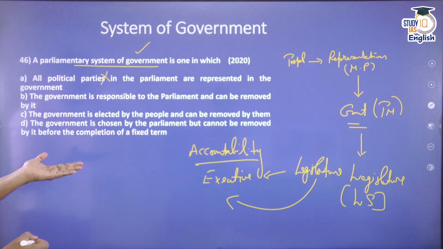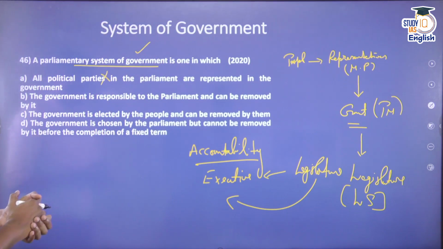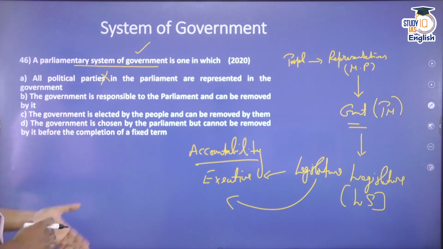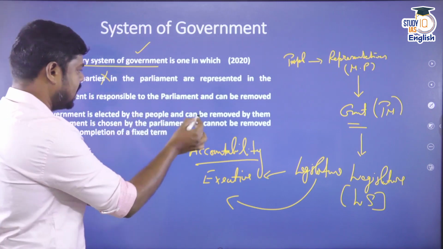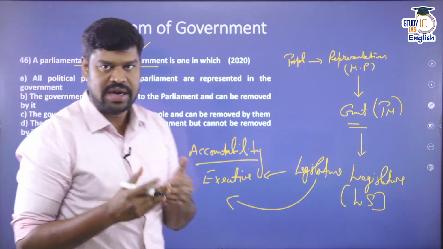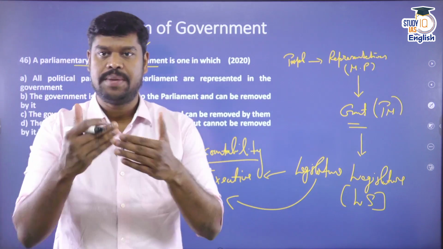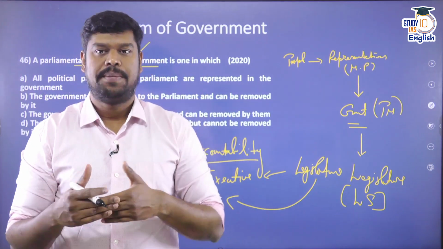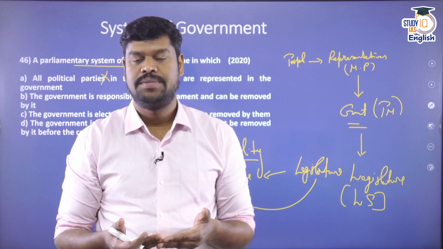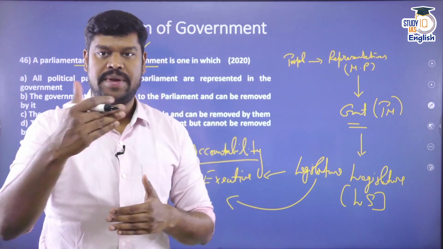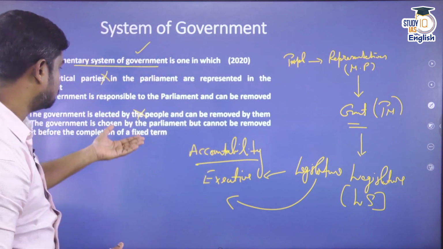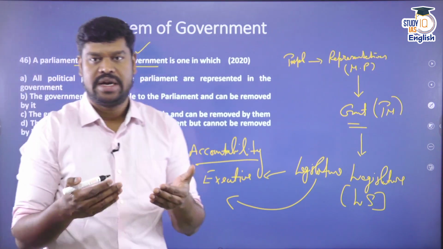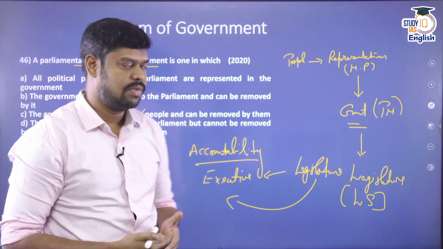The government is responsible to the parliament and can be removed by it. I'll just come to option B again. The government is elected by the people and can be removed by them. The people can elect the representatives and from the representatives the government is formed, but the people have no right to remove the government. All that the people can do is vote again in the periodic elections, but they cannot remove the government. India does not have an option of direct democracy or the right to recall. That is not possible in our country.